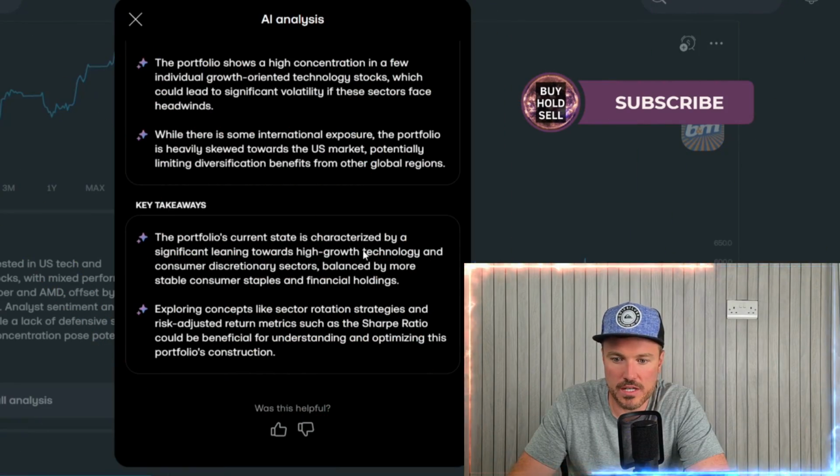The portfolio's current state is characterized by a significant leaning towards high growth technology and consumer discretionary sectors, balanced by more stable consumer staples and financial holdings. Exploring concepts like sector rotation strategies and risk adjusted returns metrics such as the Sharpe ratio could be beneficial for understanding and optimizing this portfolio's construction. So that's an interesting tip. It's saying to go and look into your Sharpe ratio, which is a way of being able to balance your risk allocations and stuff. So if you were completely novice, this is pretty good.